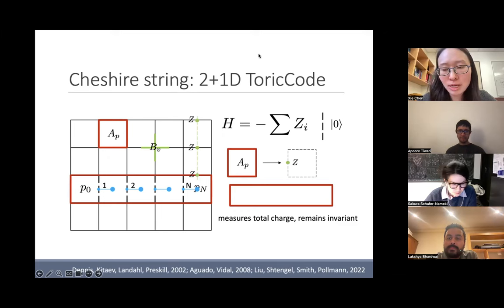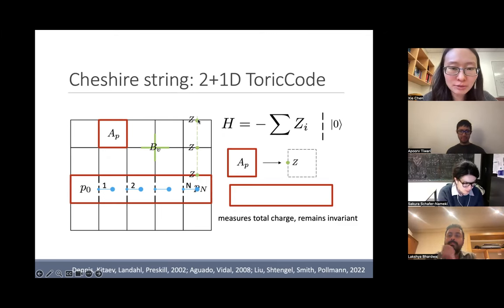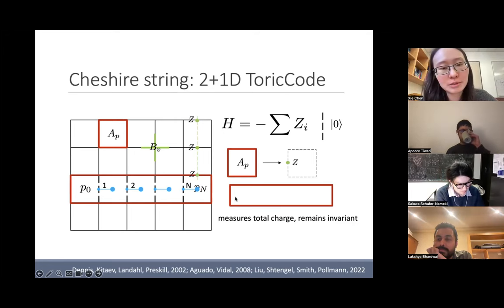Right. So what happens is that, and of course now we can check that if we tunnel a charge like this into the Cheshire string, it will disappear. It will just not make an excitation.